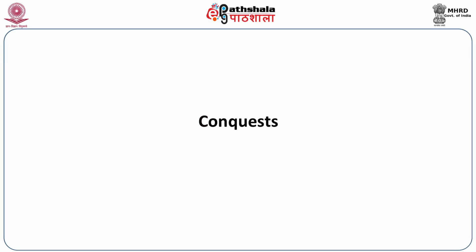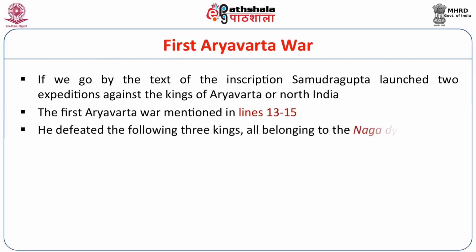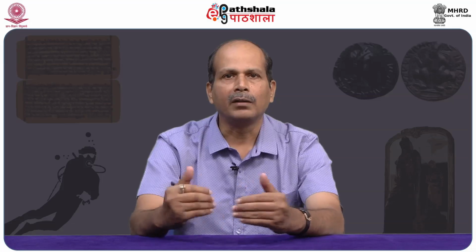Now coming to the conquests of the king as mentioned in the Allahabad pillar inscription, we know that Samudragupta launched 2 expeditions against the kings of Aryavarta or North India. The first Aryavarta war is mentioned in lines 13 to 15, and in the first Aryavarta war he had defeated at least 3 Naga rulers, and the names of the rulers are also mentioned in the inscription. One is Achyuta Naga, the second one is Nagasena, and the third one is Ganapati Naga. These were the 3 Naga rulers who were defeated by Samudragupta in his first Aryavarta war.